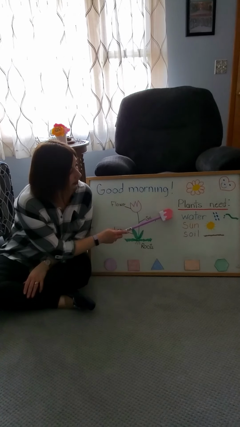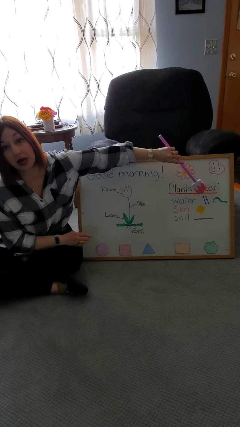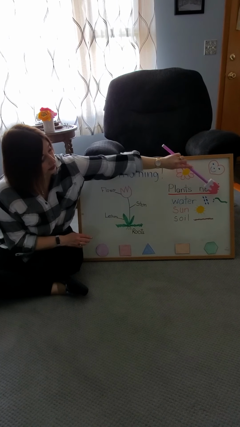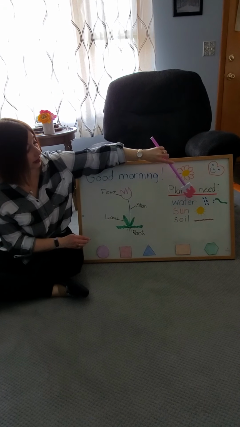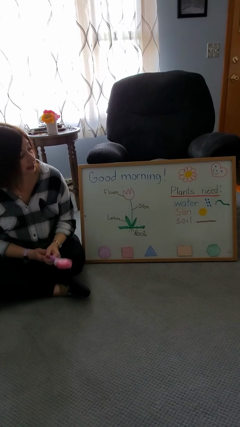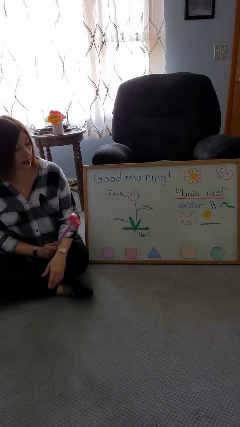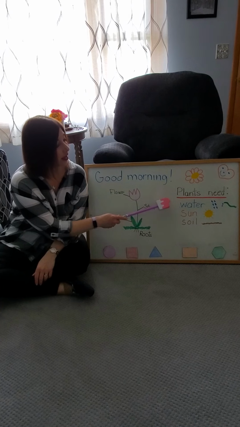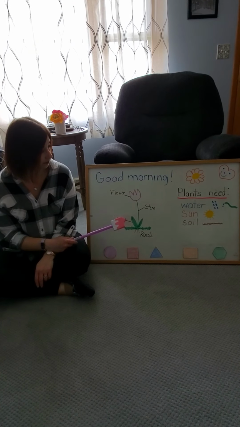They need water, either from the rain that falls, or if you're planting a garden and it's dry, from the hose, right? So they need water. They need sunlight. Sunlight gives them warmth. And then they need soil. You have to plant your seeds in the soil because the soil gives them nutrients and food that they need. So soil, sun, and water are three main things that a plant needs to grow.